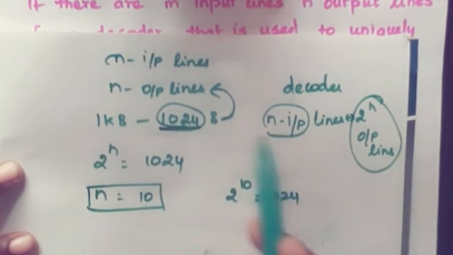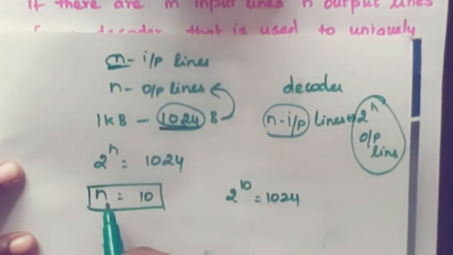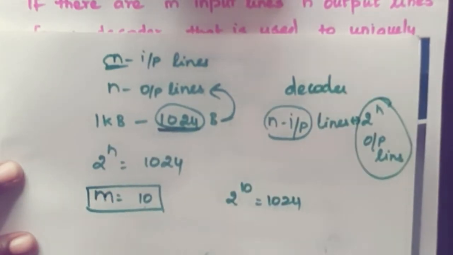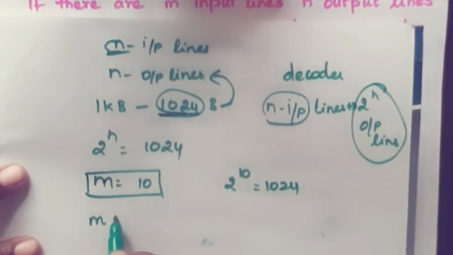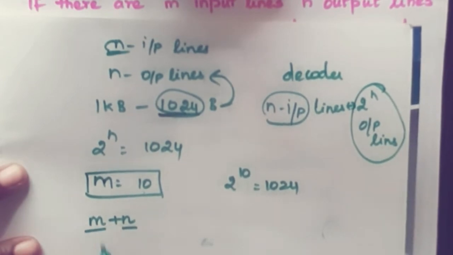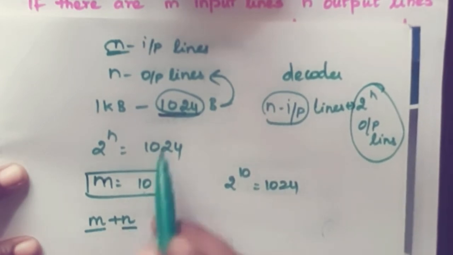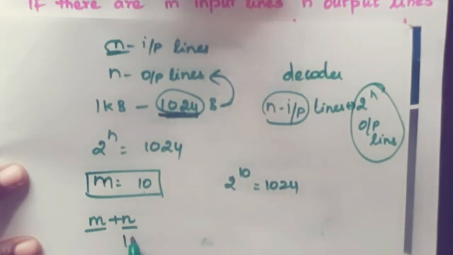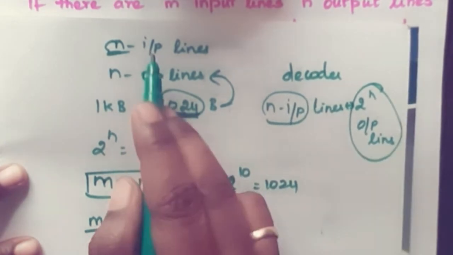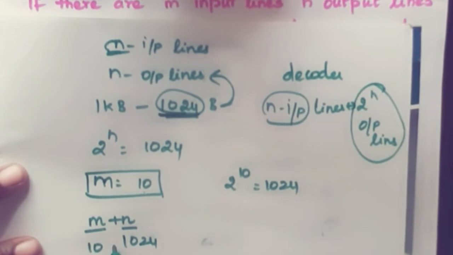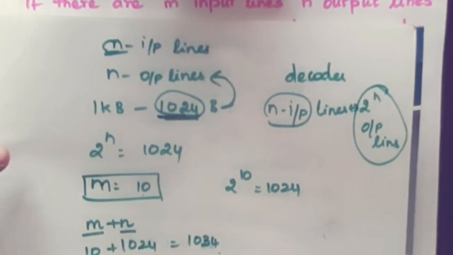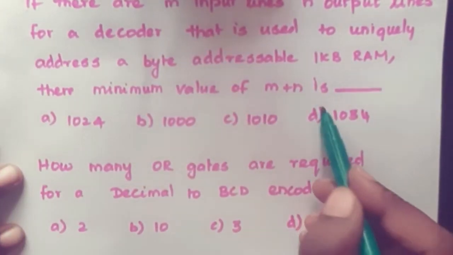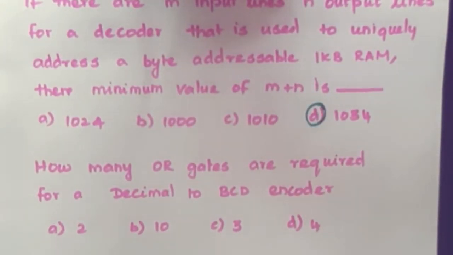Here the input line is represented by m, so m is 10. You have to find m plus n. n is the number of output lines, which is 1024, and m is the number of input lines, which is 10. So totally we have 1034. So the answer is 1034, option D.